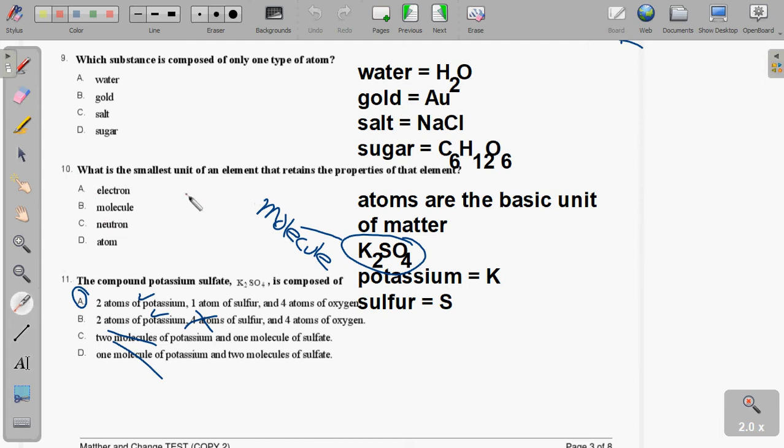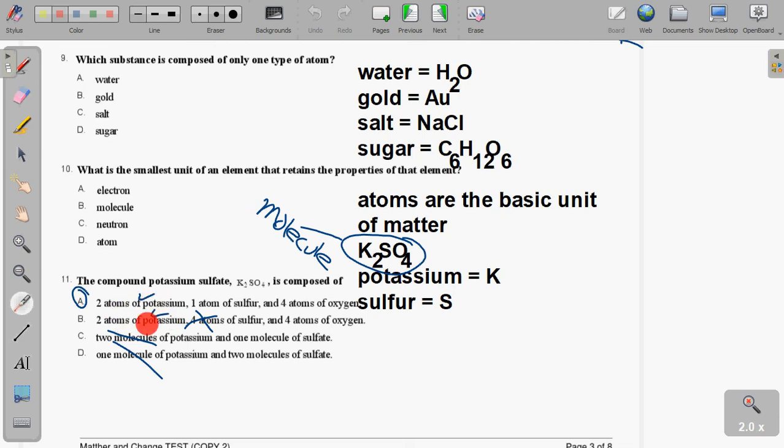Number 10. Atoms are the basic unit of matter, is what you should write down. The compound potassium sulfate, K2SO4, is a molecule. All right, so it's a molecule made of atoms. So C and D go out the window very quickly. That leaves us with A and B.